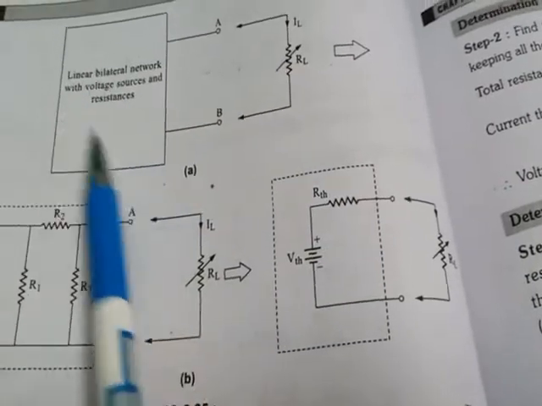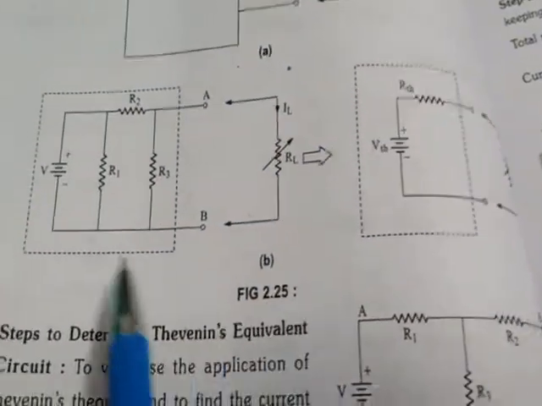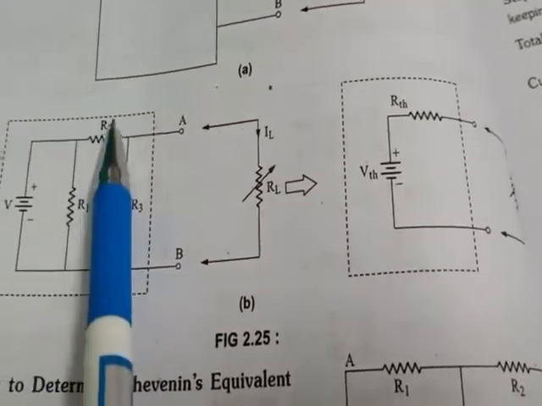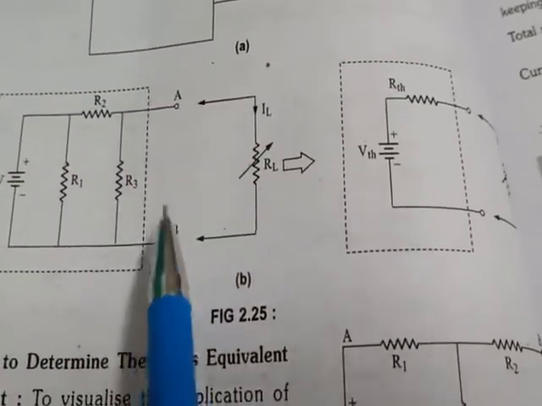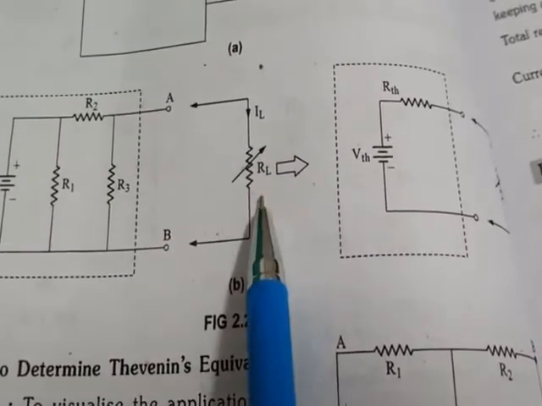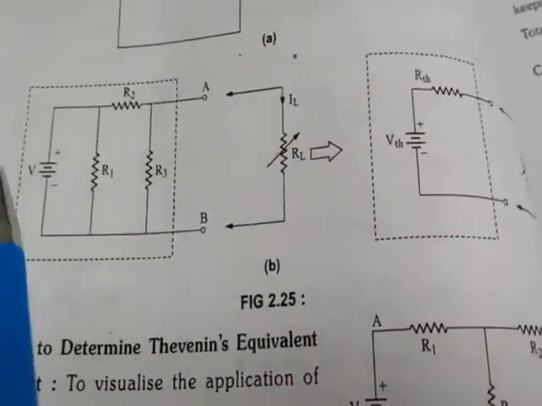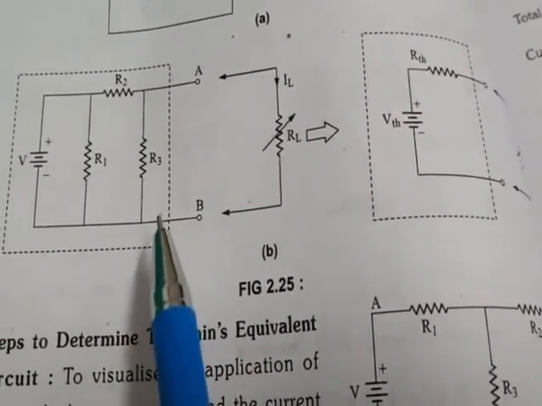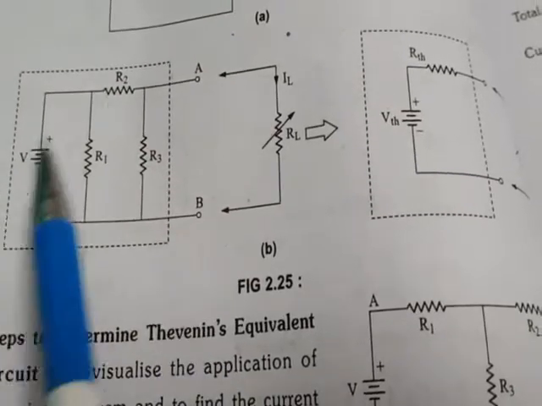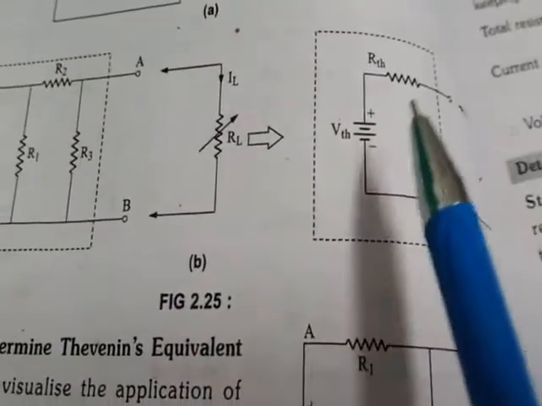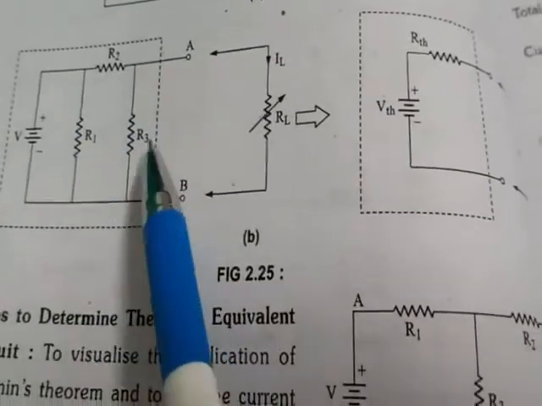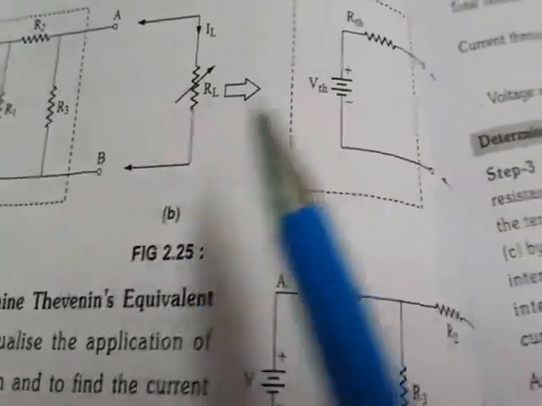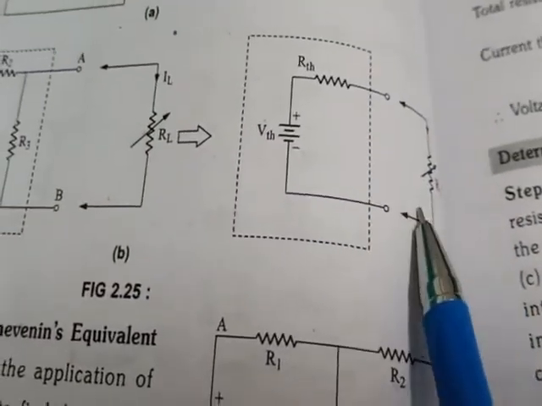Now we'll see what this network is. In this figure B you can see a network having voltage source V, resistances R1, R2, R3, and these are the two terminals A and B where the load resistance is connected. This circuit has to be solved by applying Thevenin's theorem, and we have to draw its equivalent circuit consisting of a single voltage source called V Thevenin, and from the network you have to find R Thevenin, and these two terminals A and B will be as they are, with the load resistance.